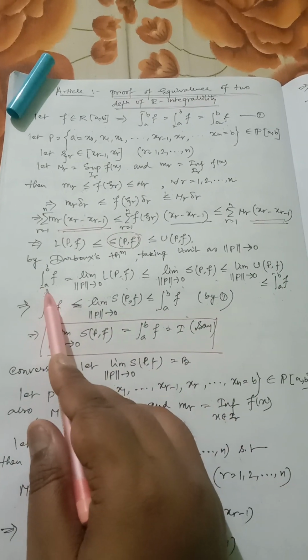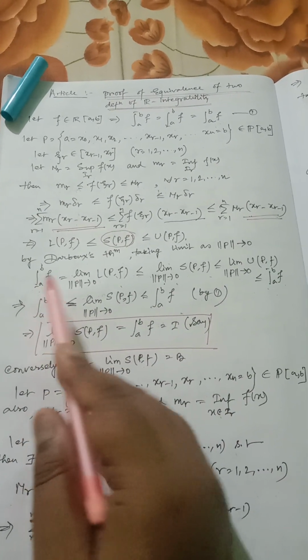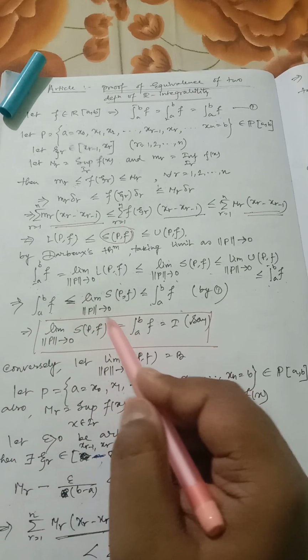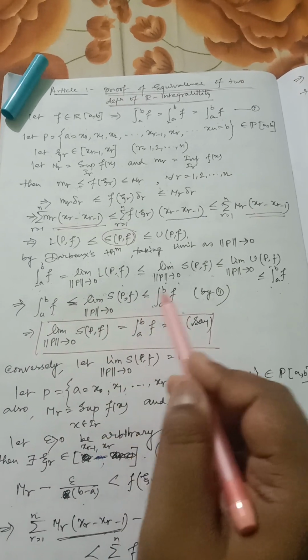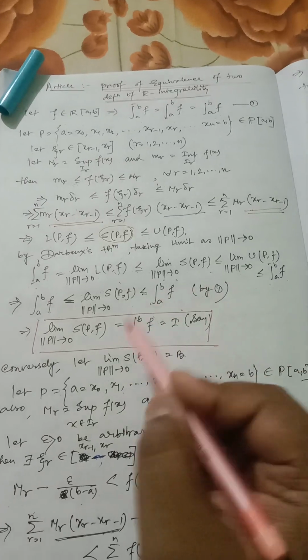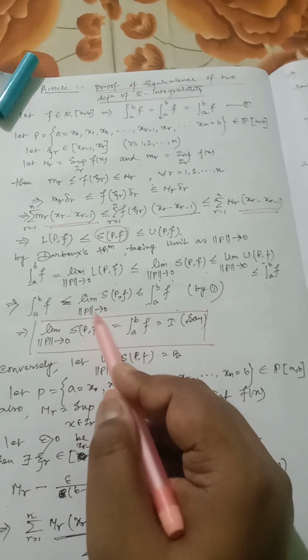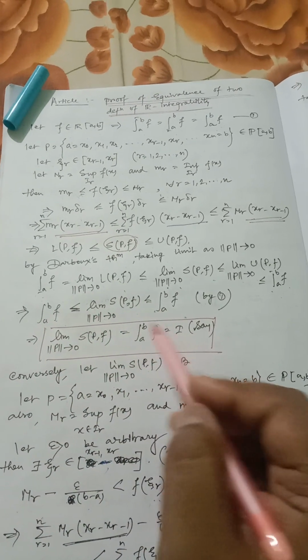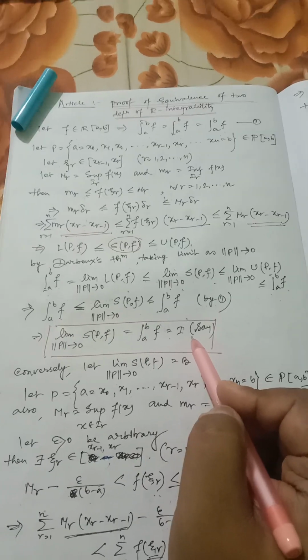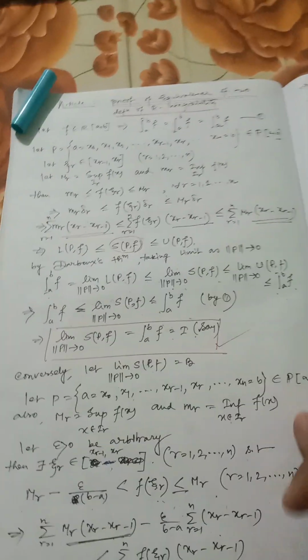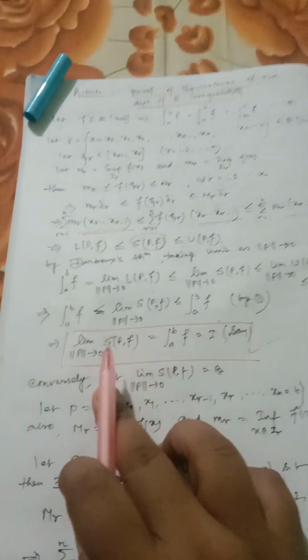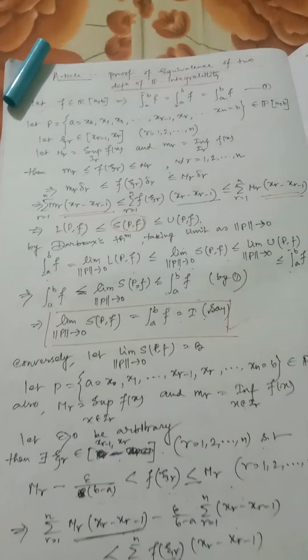So in this fashion you can consider all possible inequalities. Because the function is Riemann integrable, we must have the integral from a to b of f less than or equal to the limit as norm P tends to 0 of S(P,f), less than or equal to the integral from a to b of f. So ultimately you have the limit of S(P,f) equals the integral from a to b of f, which is equivalent to the integral I. So this is the first portion. That means you have started from the formal definition and you have arrived at the alternative definition.